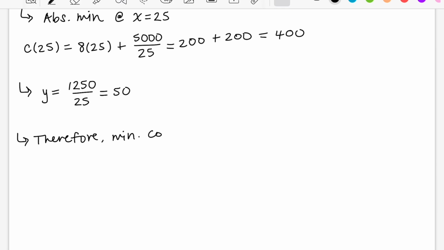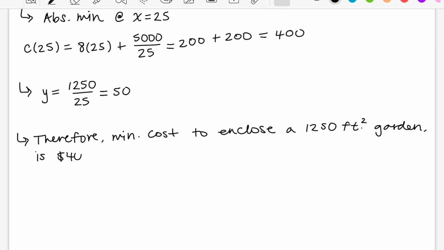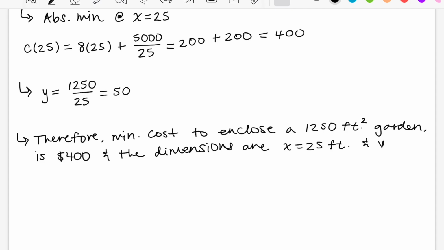So this tells us the minimum cost to enclose a garden that is 1250 square feet is $400, and the dimensions of that garden are 25 feet by 50 feet.